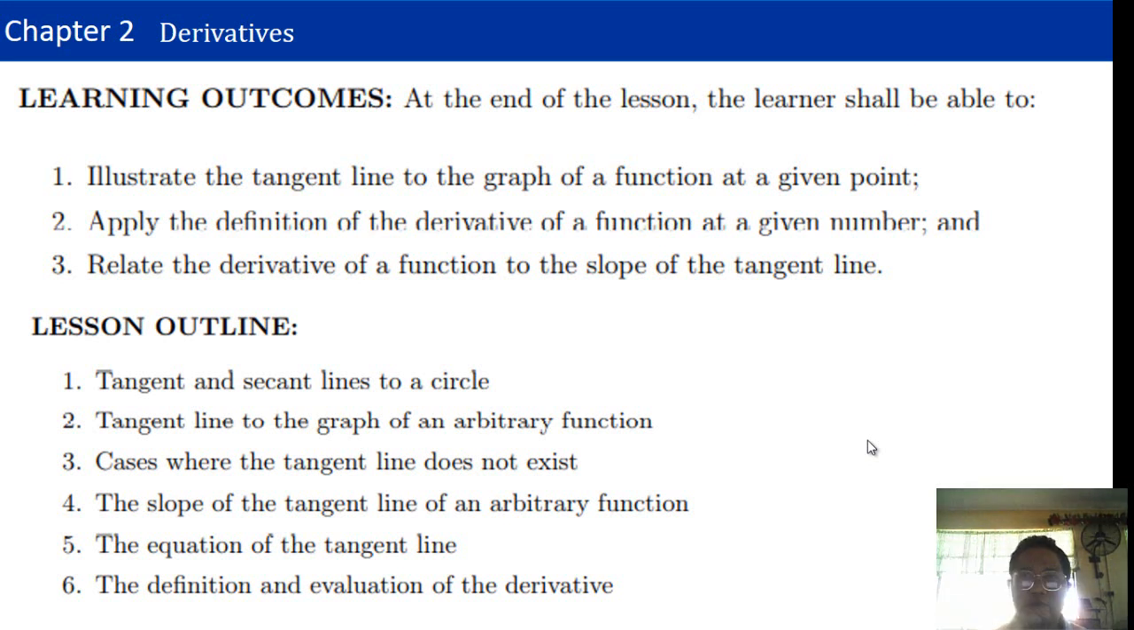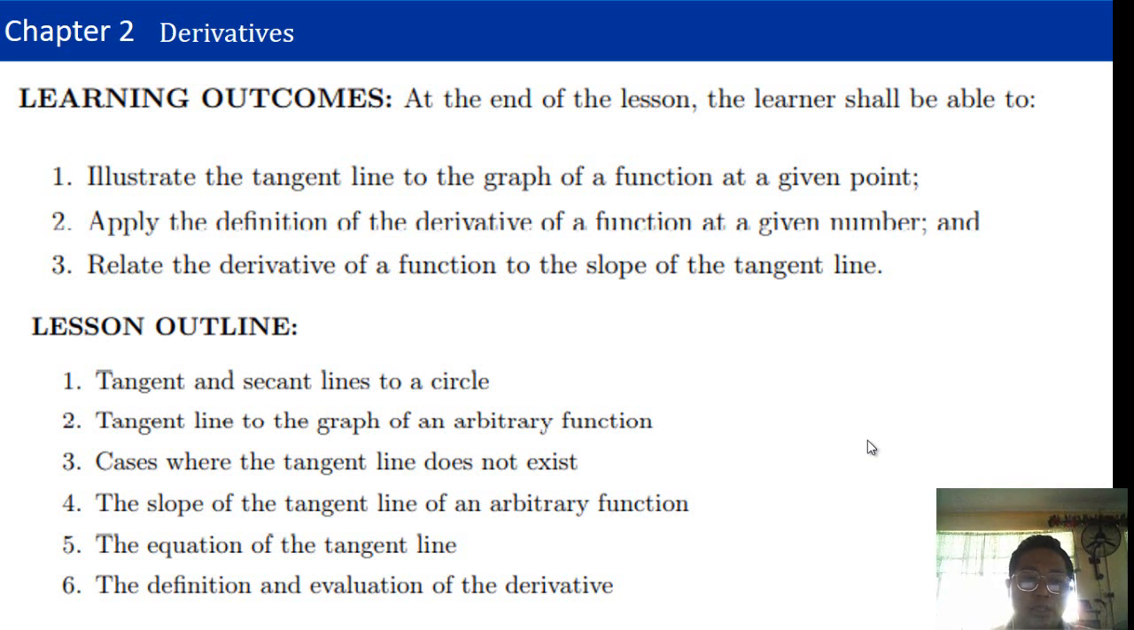So sa curve na yan, may point. And then there are a lot of lines that will pass to that point. And there is one tangent line that passes to that point. So, hanapin natin yan. We're going to illustrate that. We're going to apply the definition of the derivative of a function at a given number. So, ano ba ang ibig sabihin ng derivative? And we are going to relate the derivative of a function to the slope of the tangent line.